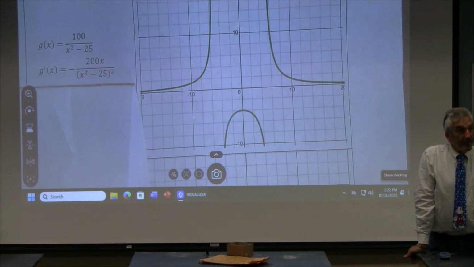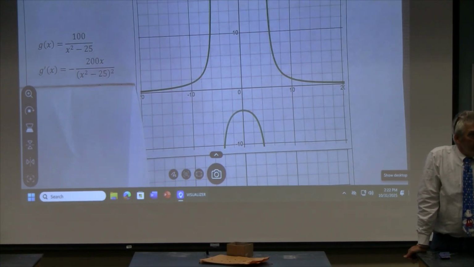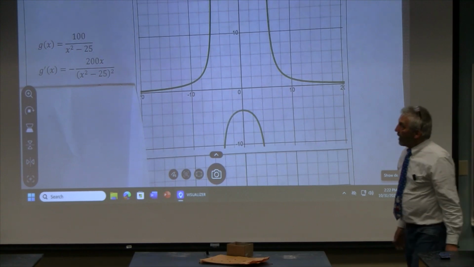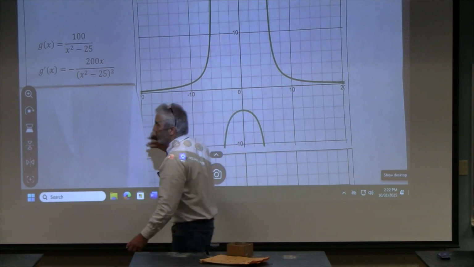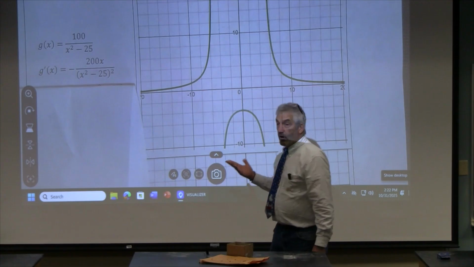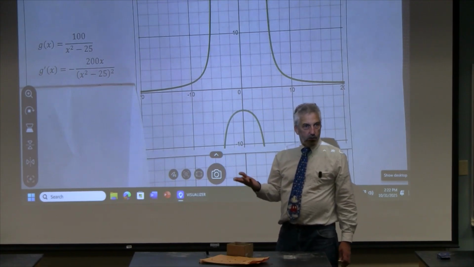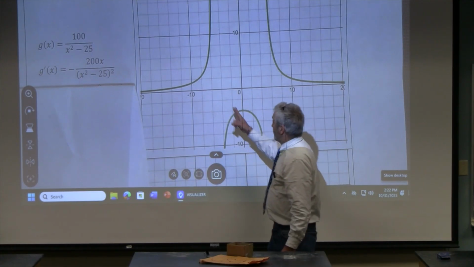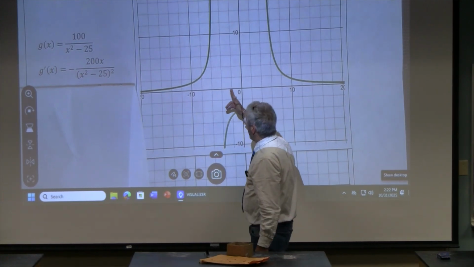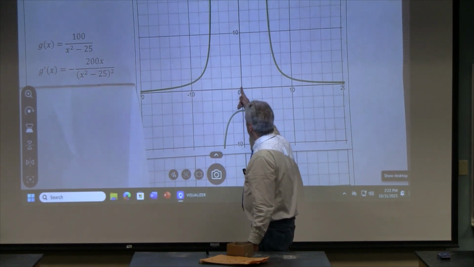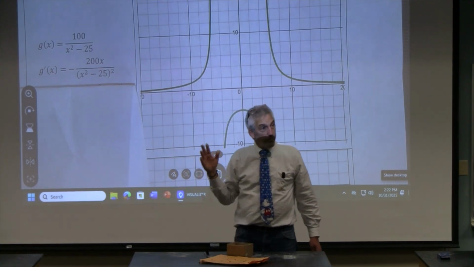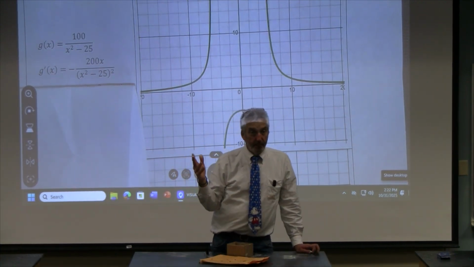That's the only place, well, actually, it's not the only place where f prime can change sign. The partition numbers for f prime are the numbers that cause f prime to be 0 or undefined. So there are 3 of them: -5 is 1, 0 is 1, plus 5 is 1. So those are 3 places where f prime could possibly change sign.